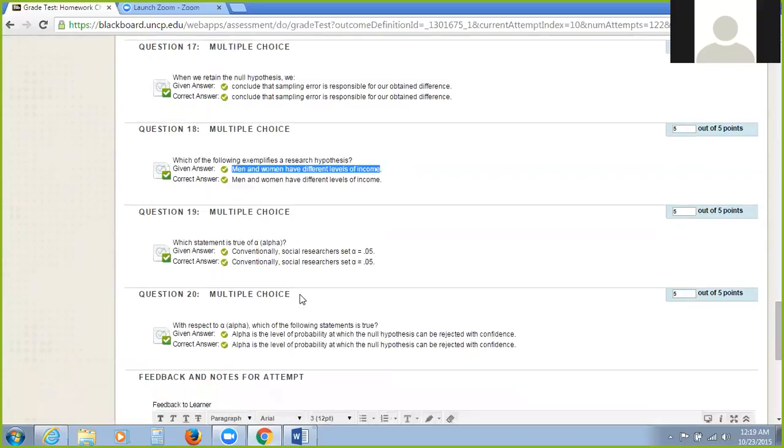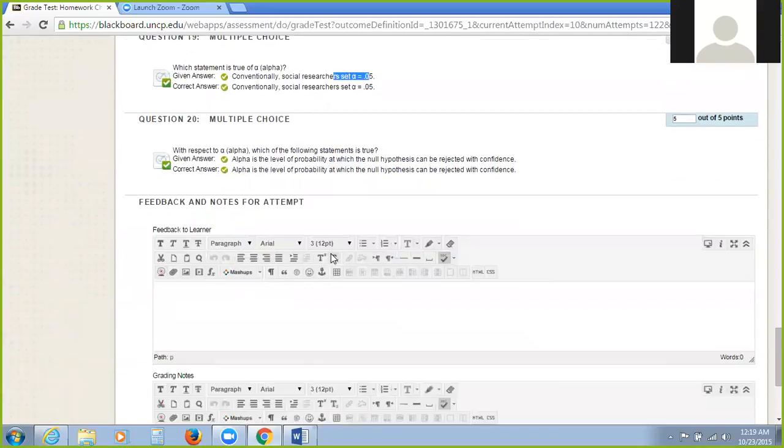Which statement is true of alpha? Conventionally, social researchers set alpha to equal 0.05. If the problem doesn't give you an alpha, always assume it's 0.05. And then with respect to alpha, which of the following statements is true? Alpha is the level of probability at which the null hypothesis can be rejected with confidence, right? So that's all alpha is. How confident are we that we can reject the null hypothesis?